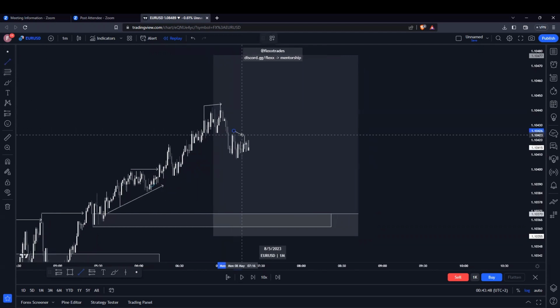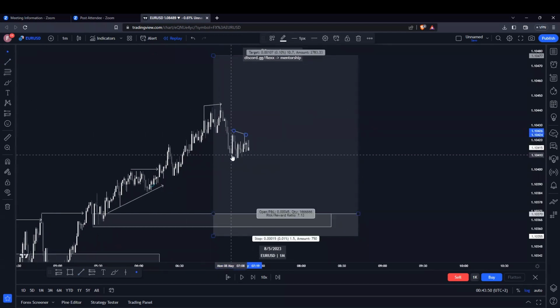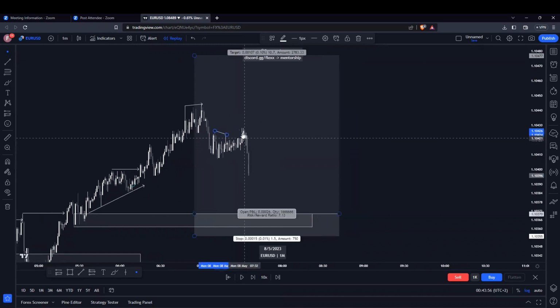Because what do you have? You have liquidity forming along the way. You have a 1 minute break of structure or 15-second break of structure. You have the mitigation of that, right? Or you even have the liquidity sweep, double top forming once again, actually triple top.